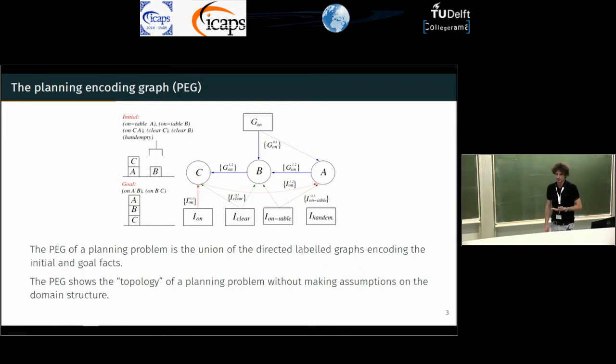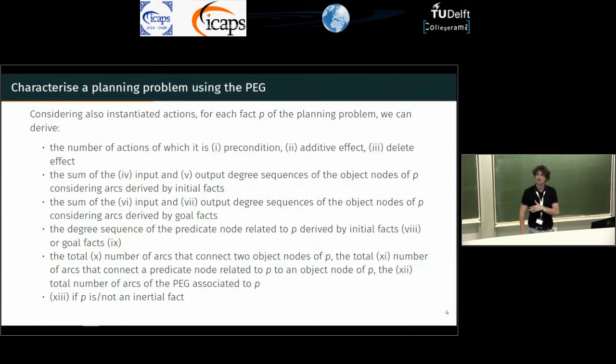And which sort of information can you then extract from a planning encoding graph? Well, this is the full list. I'm not going through that, but it's just for saying that we are analyzing the graph quickly because you want to do that online, and we can extract up to 13 different features that can then be used for the optimization of a configuration.